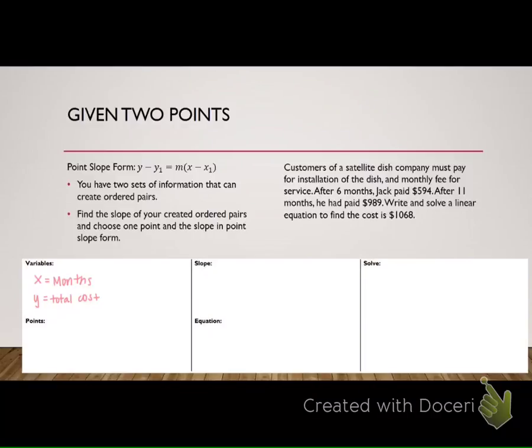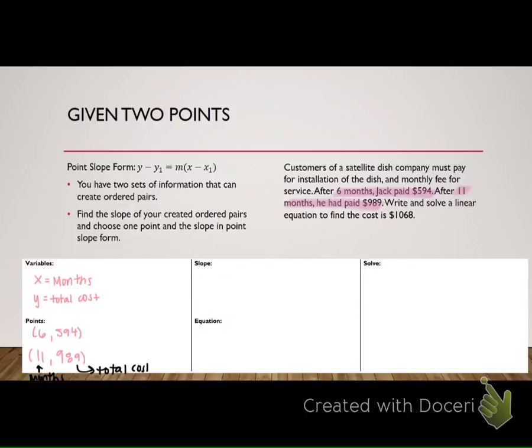So what are my points here? What are my ordered paired points that we could come up with? What's an ordered pair, Emma, you could give me from this information? At 6 months, it's $594. Grace, what's another ordered pair you can give me? 11 months, it costs $989. So we have the months and the total cost.